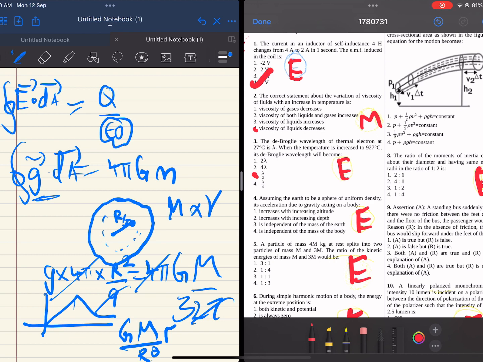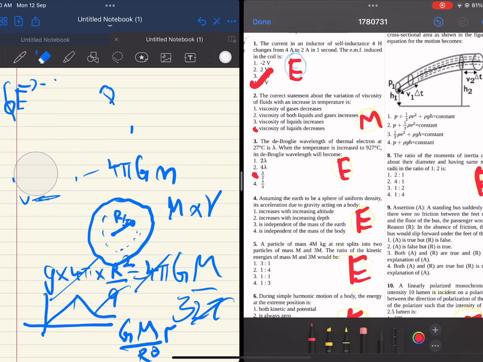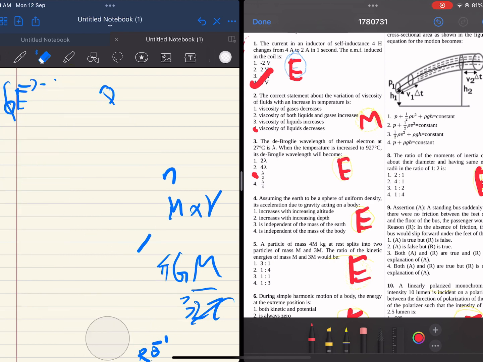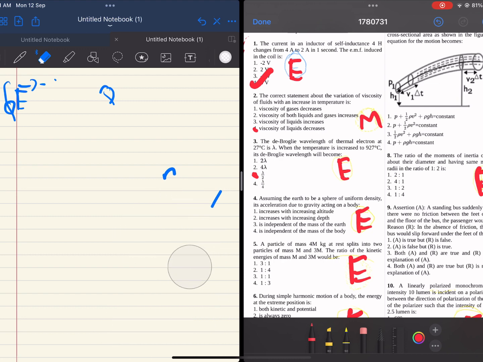So this question is pretty straightforward. It's independent of the mass of the body. Since we know the force experienced by the body, or the weight, is equal to m times g, the acceleration due to gravity is always dependent on the mass of the earth, not the mass of the body. So the answer for the fourth one is option 4.